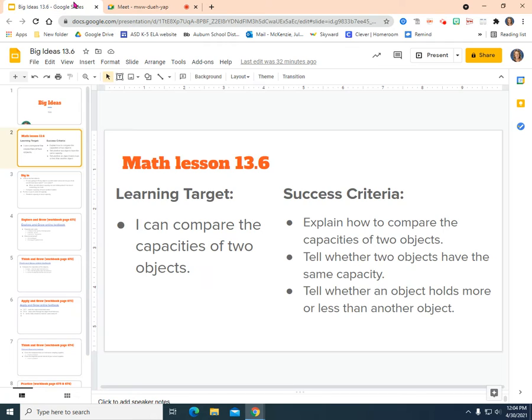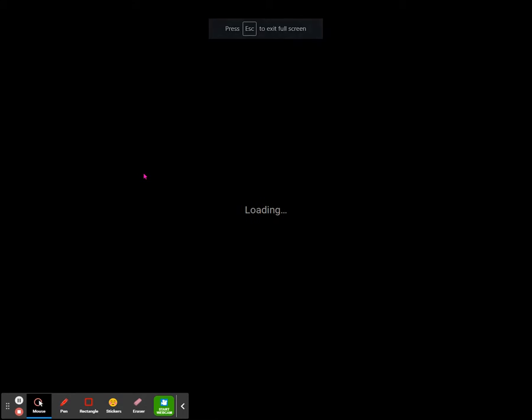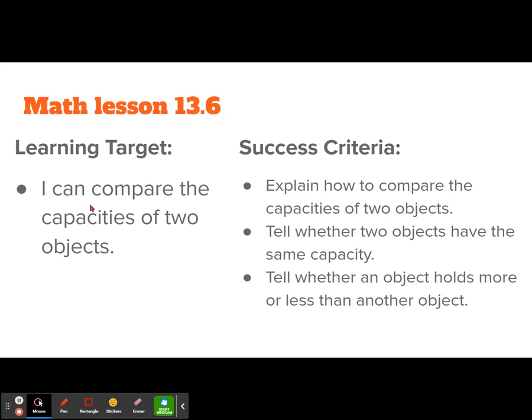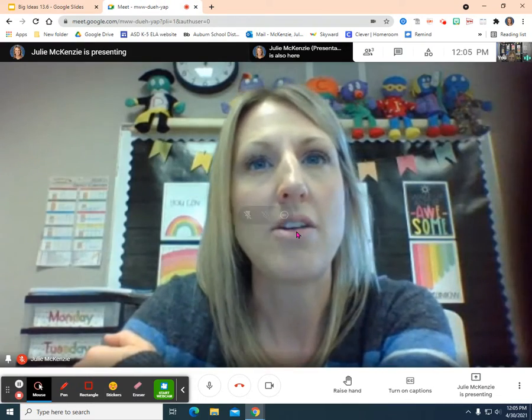Let's look at the learning target and success criteria. The learning target today is, I can compare the capacities of two objects. And the way that you'll know you're successful with that is if you can explain how to compare the capacities of two objects. If you can tell whether two objects have the same capacity, and if you can tell whether an object holds more or less than another object. All right, let's get started.